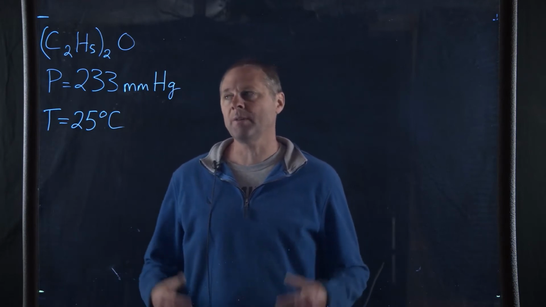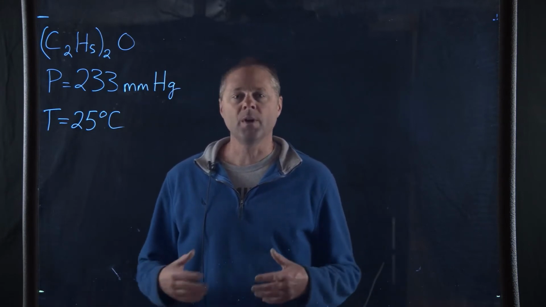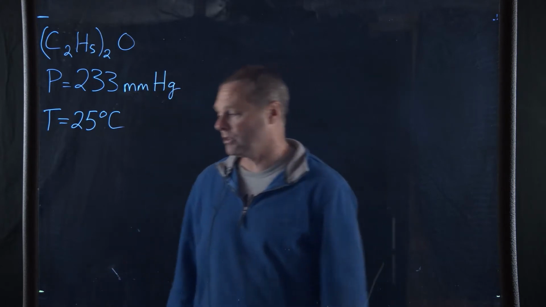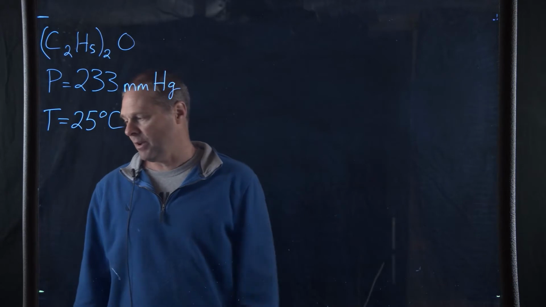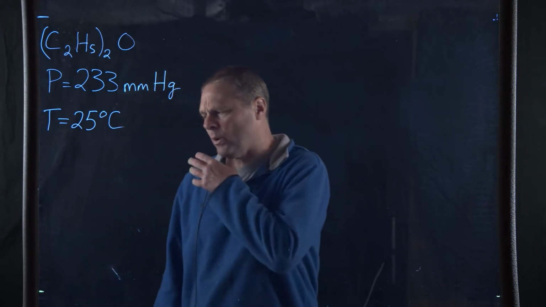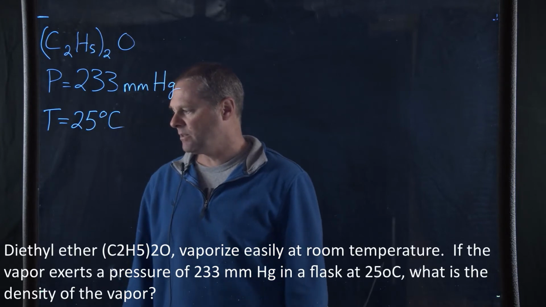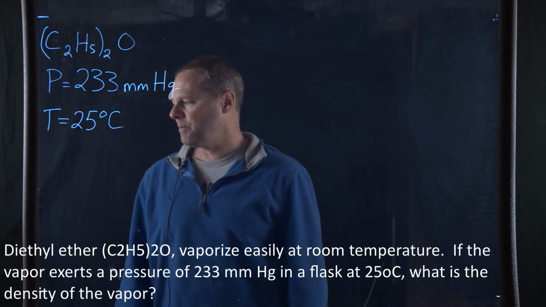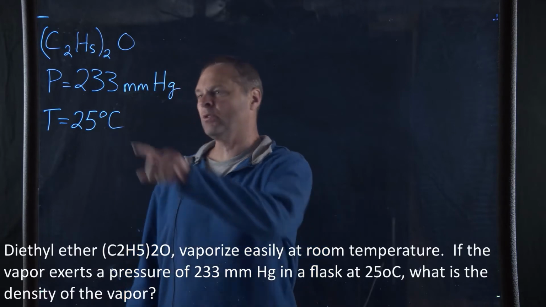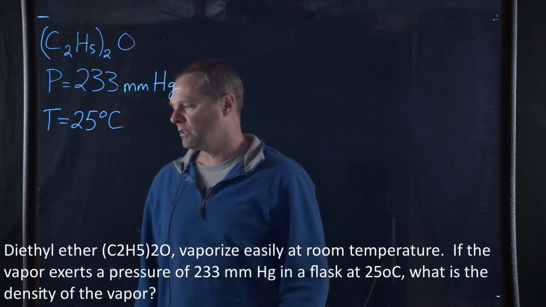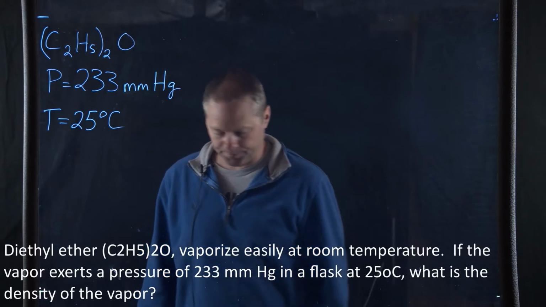But with older cars that happen to have carburetors, or lawnmowers, or tractors that have a hard time starting, diethyl ether is used as a starting agent because those typically have carburetors. So the question reads as such: diethyl ether vaporizes easily at room temperature. If the vapor exerts a pressure of 233 millimeters of mercury at a temperature of 25 degrees Celsius, what is the density of the vapor?